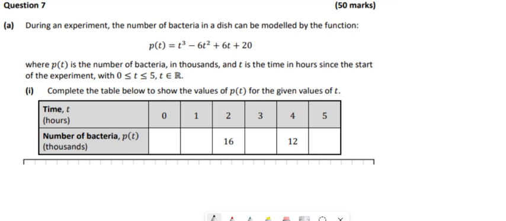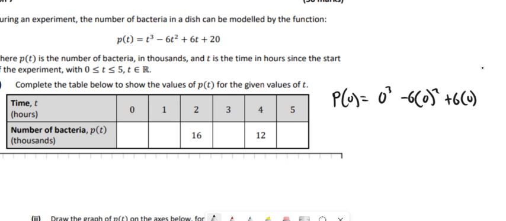You can do it on the calculator with the table if you want, but if I put a 0 in instead of T everywhere, so 0 cubed minus 6 times 0 squared plus 6 times 0 plus 20, you might be able to see already that that's going to be 20. If you put it on the calculator, it'll give you 20, and I'm only doing that to show you what to do. We do exactly the same thing, but we put a 1 in next time, and you get 21. So that's when you put 1 in everywhere instead of T.